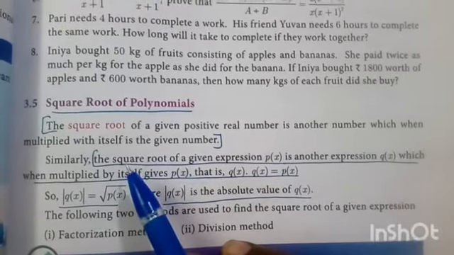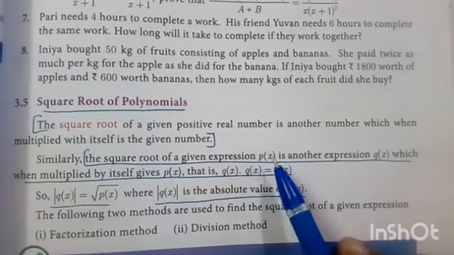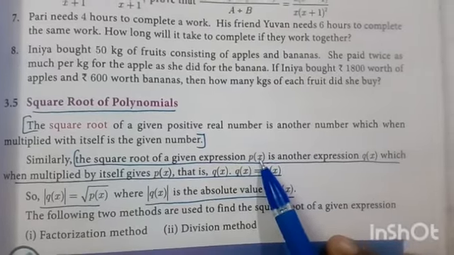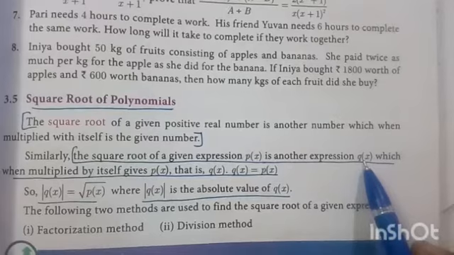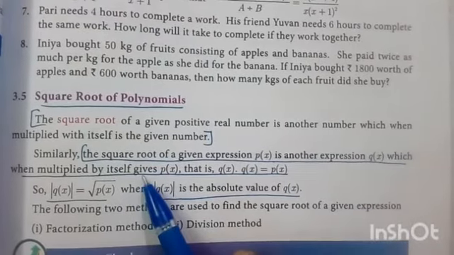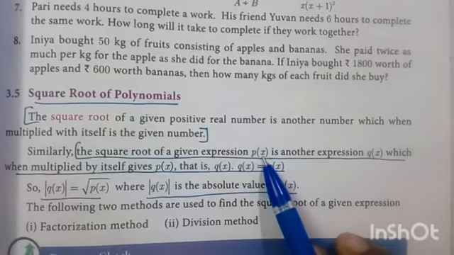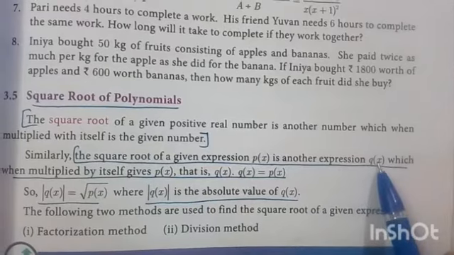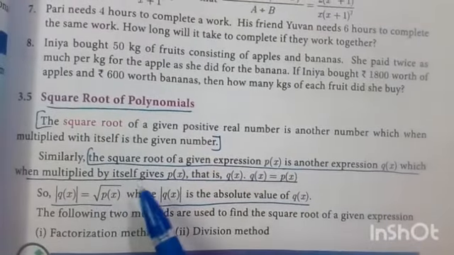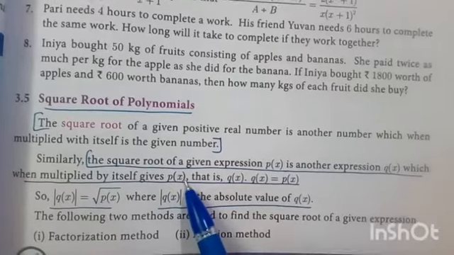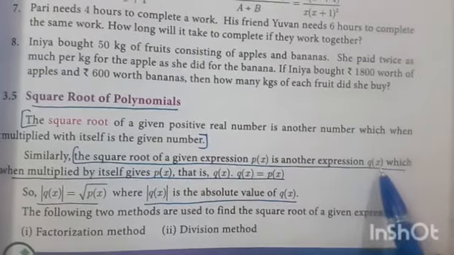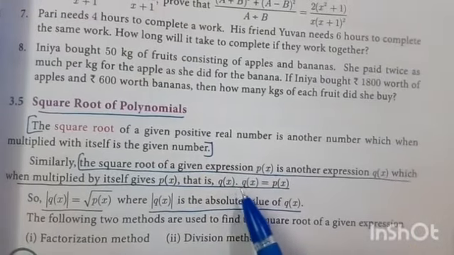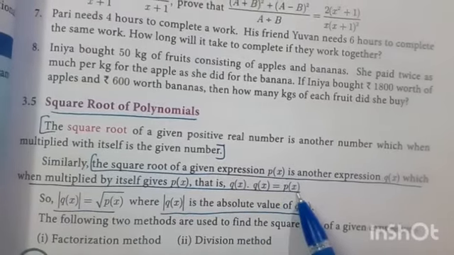Similarly, for a general form, the square root of a given expression p of x is another expression q of x, which when multiplied by itself gives p of x. That is, multiplied by itself means q of x multiplied two times, the same q of x. So q of x into q of x is equal to p of x.